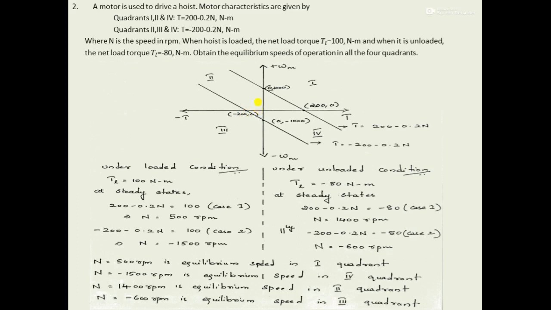So corresponding to that minus 80 Newton meter, you have to obtain the operating point in the first characteristic as well as in the second characteristic. In order to obtain the operating point in the first characteristic, you have to equate the relation corresponding to this characteristic with the load torque of minus 80 Newton meter. That is done here. 200 minus 0.2n is equal to minus 80, and we have obtained the speed as 1400 rpm. That is, at this operating point the speed will be 1400 rpm.